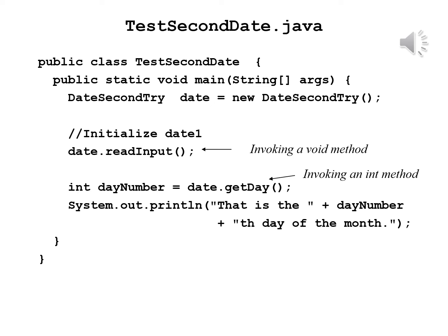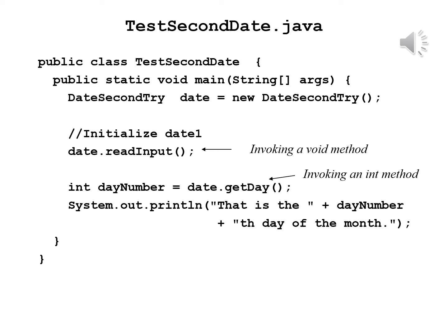date.readInput(). readInput is a void method. It does not have a return value. Therefore, the only thing we're going to have here is the actual call of it. There's no equal sign. There's no assignment. Now we'll do something a little different. int dayNumber = date.getDay().